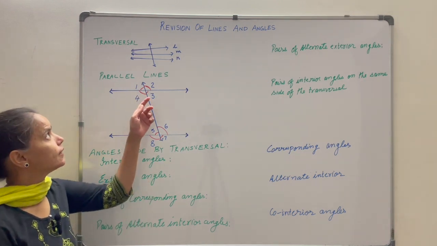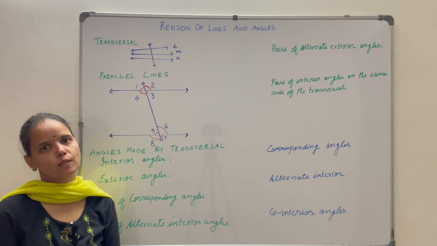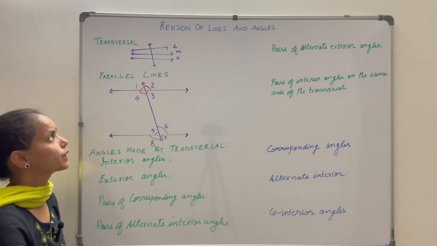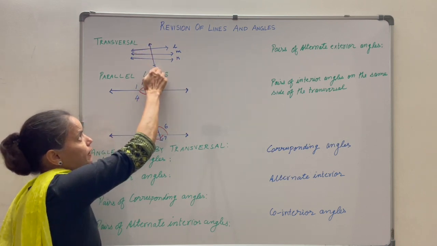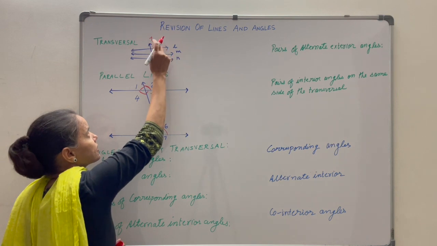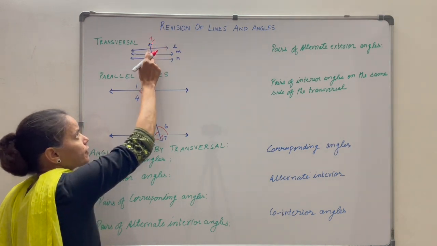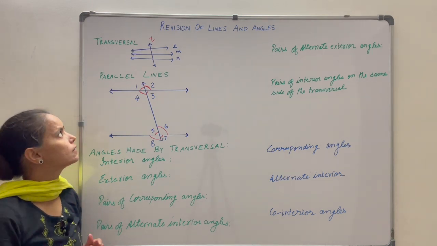Transversal: a line that intersects two or more lines at distinct points is called a transversal. So here there are three lines L, M and N. It is intersected by this line, let us name it T, at different points. So this T is called the transversal.